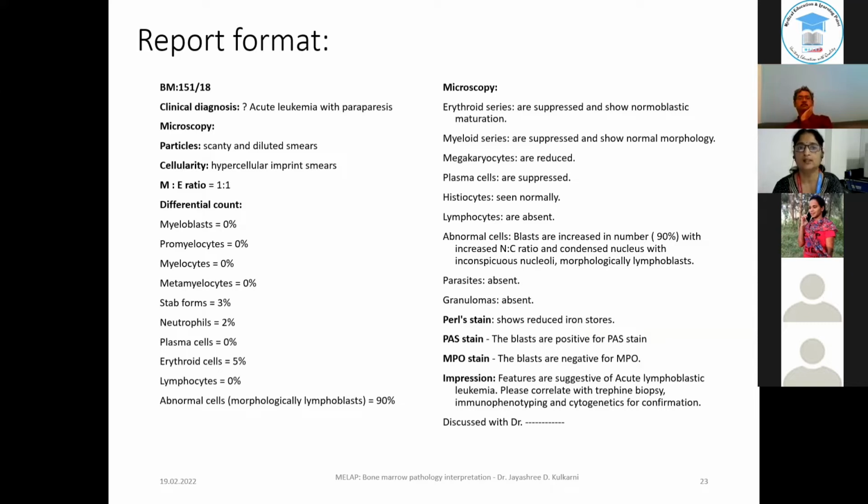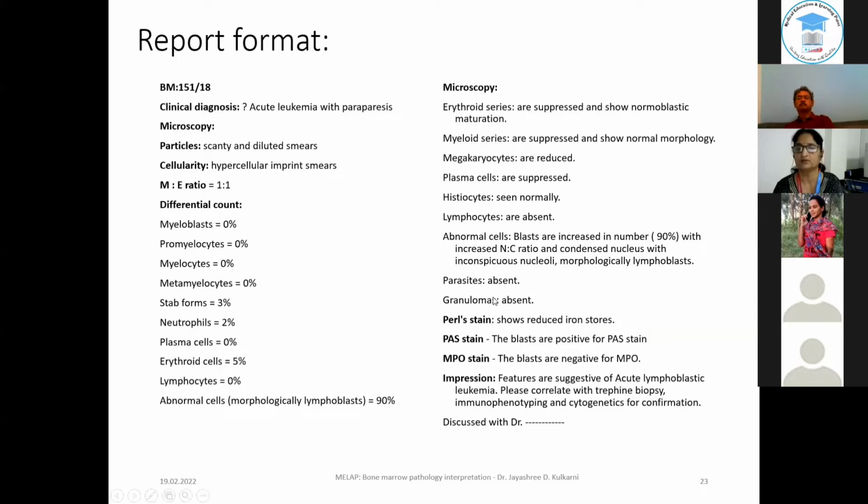Once you look at all these, then you have a proper reporting format. So you mention the clinical diagnosis, then microscopy. In microscopy, you talk about the particles, cellularity, M:E ratio, a differential count done on 500 cells, and then talk about the details of the morphology of erythroid, myeloid, and megakaryocytes, talk about the lymphocytes and plasma cells, histiocytes, and any abnormal cells.